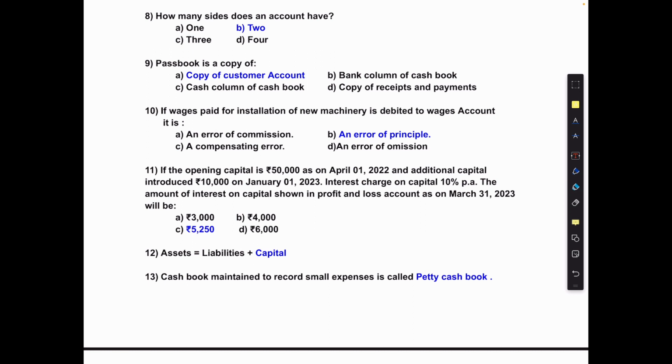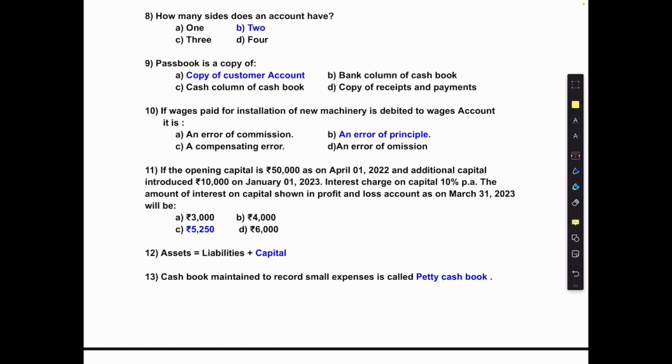10th, if wages paid for installation of new machinery is debited to wages account, it is. Answer is B. An error of principle. 11th, if the opening capital is rupees 50,000 as on 1st April 2022, an additional capital introduced rupees 10,000 on January 1st, 2023. Interest charge on capital is 10% per annum. The amount of interest on capital shown in profit and loss account as on March 31st, 2023 will be. Answer is C. Rupees 5,250.